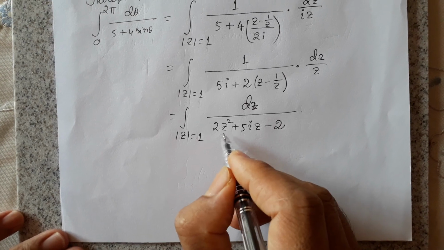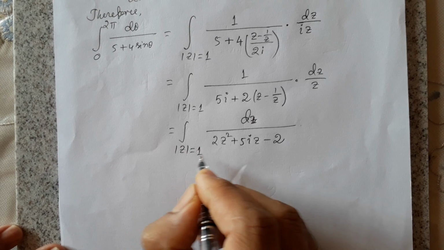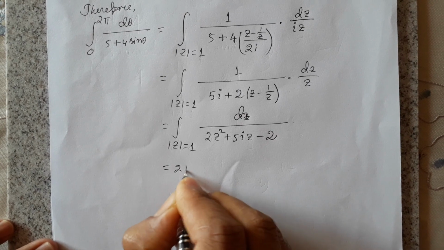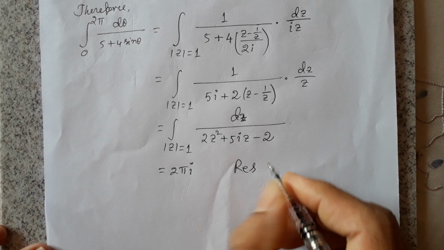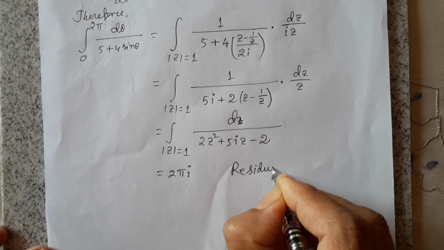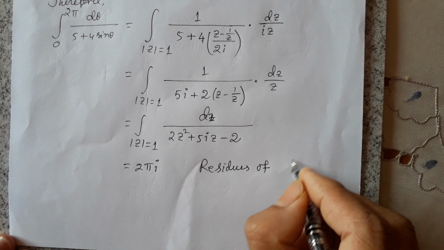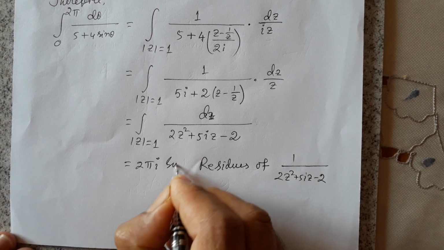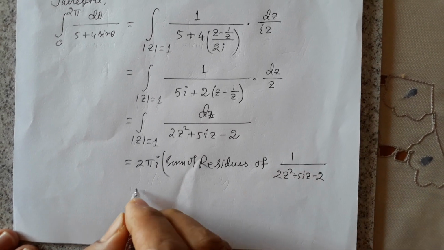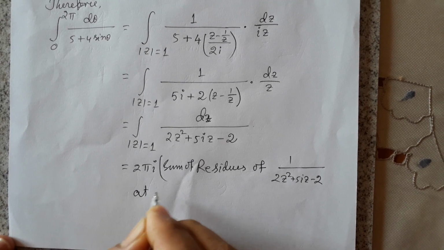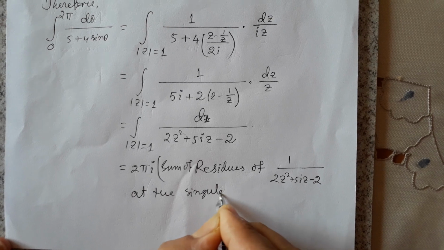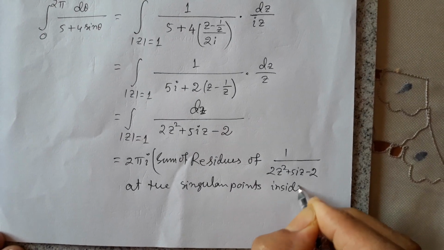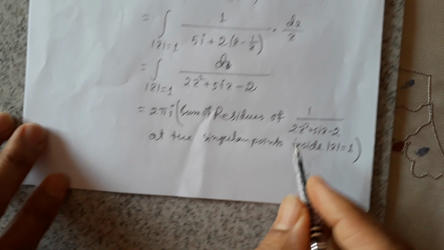Now we are to look at the singularities of this quadratic polynomial. There will be 2 roots, and if one or both of the roots are inside mod z equal to 1, then this is nothing but twice pi i times the sum of residues of 1 upon 2z square plus 5iz minus 2 at the singular points inside mod z equal to 1. So we will look at the sum of the residues of this.